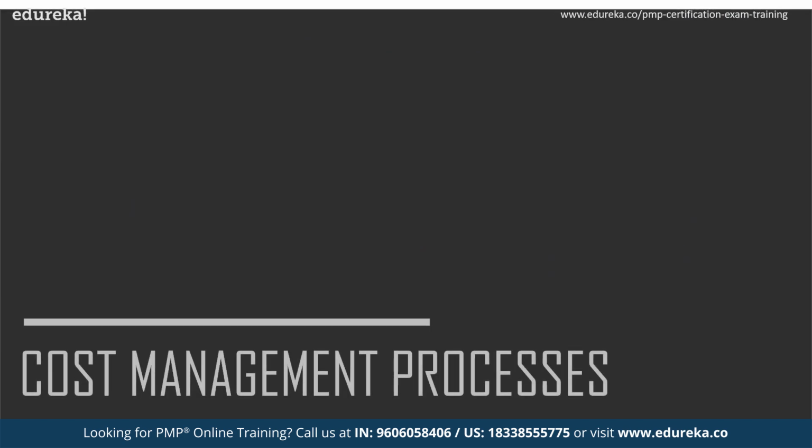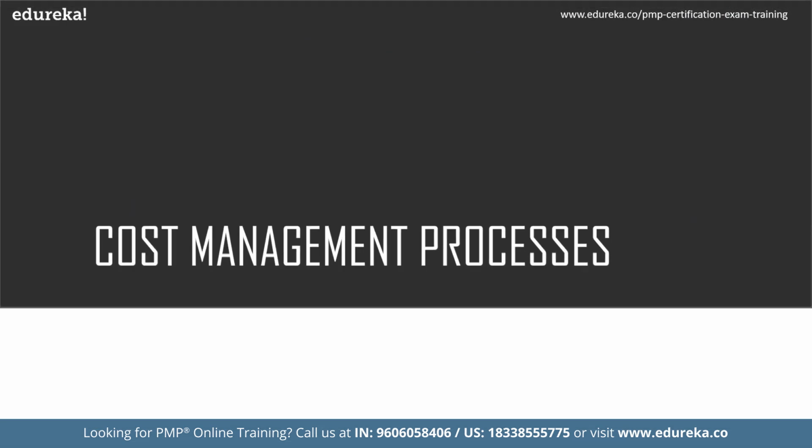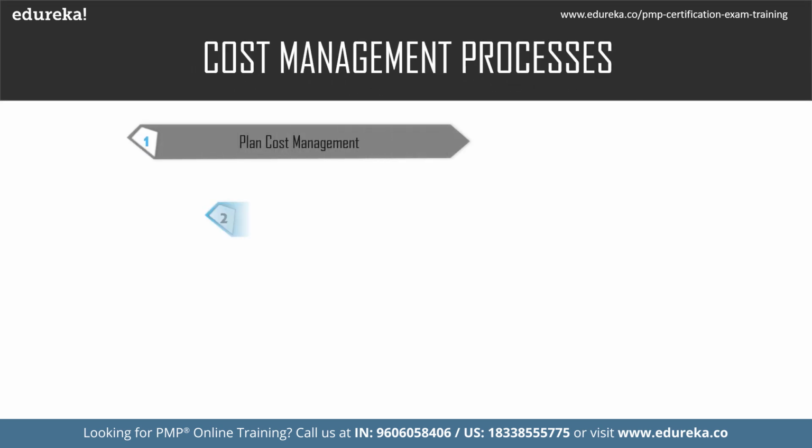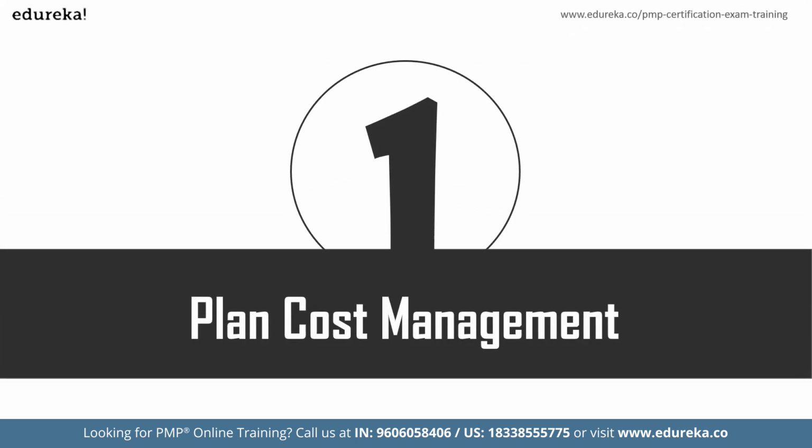Further, let us look at understanding the cost management processes. Cost management includes basically four processes: plan cost management, estimate costs, determine budget, and control costs. Plan cost management, estimate costs, and determine budget are part of the planning process group, whereas control costs falls under the monitoring and controlling process group. Now let us look at plan cost management.